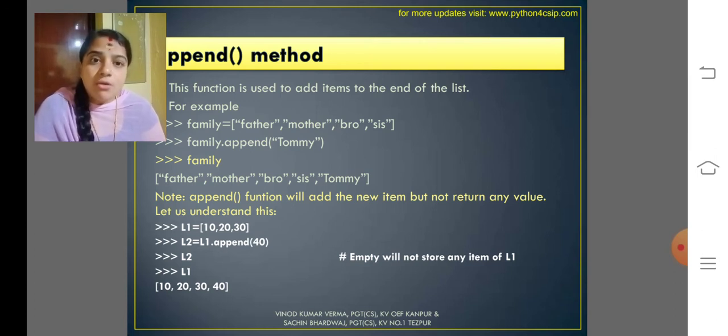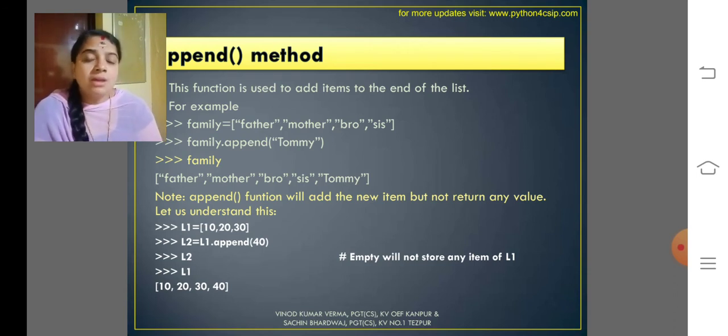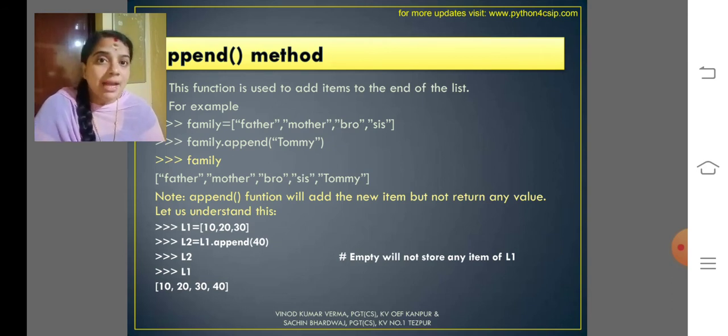That is, L1.append of 40, and L2 is empty. The result will not be stored in L2, because append returns nothing. So L1 becomes appended with 40. The only thing you need to remember is that append is used to add any new element at the last of a list.